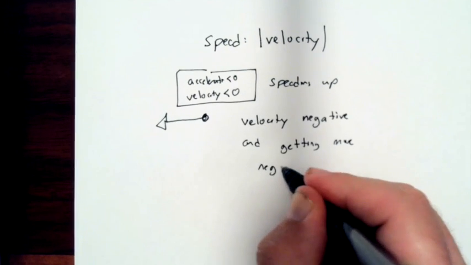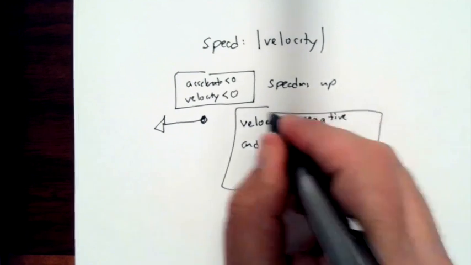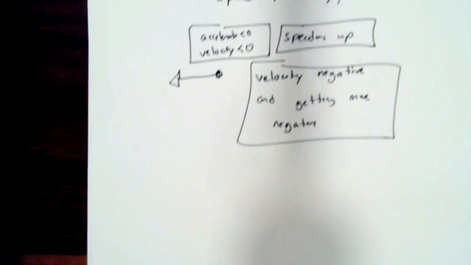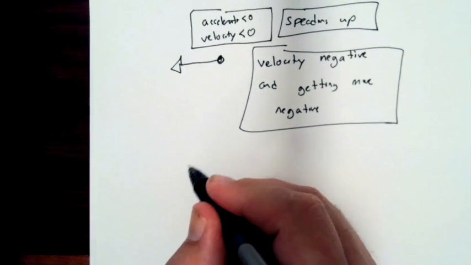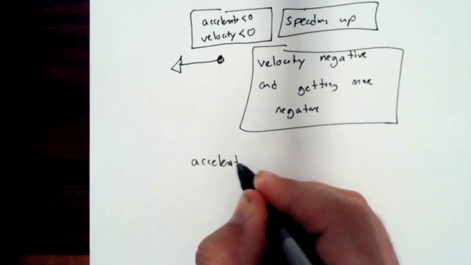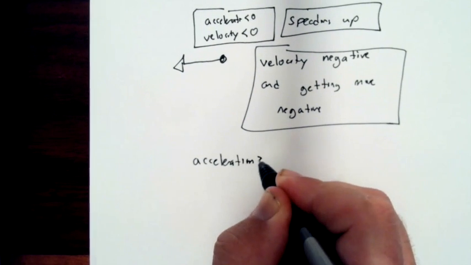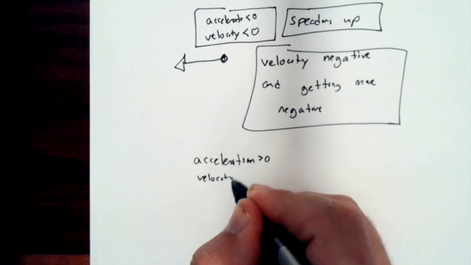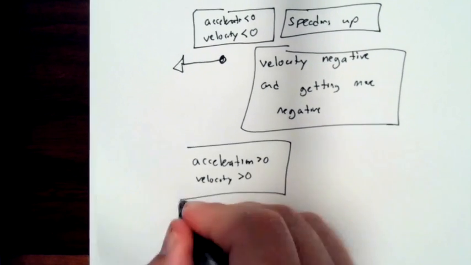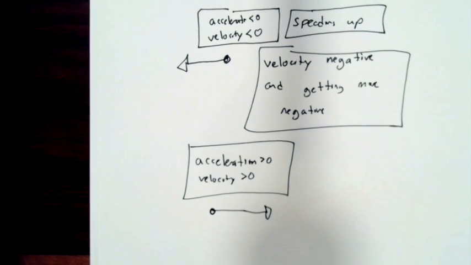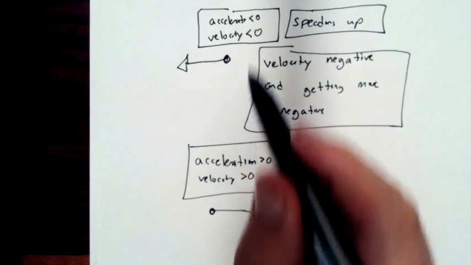Another way that you could have a particle speeding up would be if both acceleration and velocity are positive. So we'd be checking for where the acceleration is positive and the velocity is positive, because then the particle would be moving forward and the rate at which it's moving forward would be going faster. So these are the two cases we want to look for.